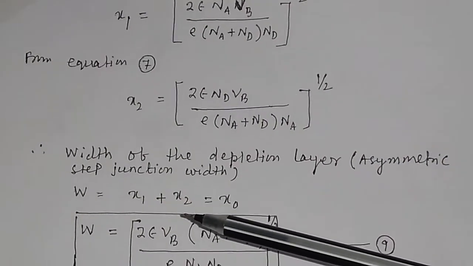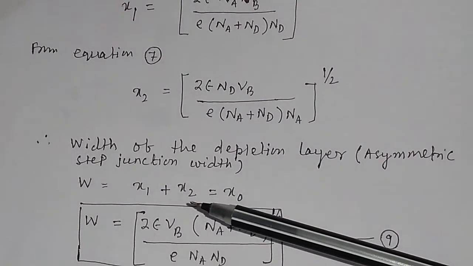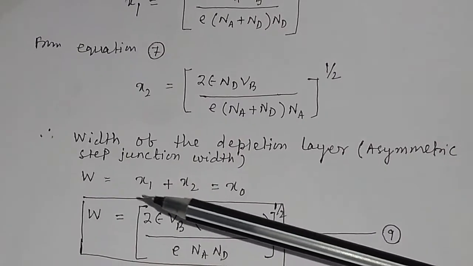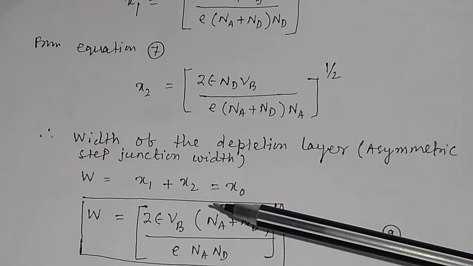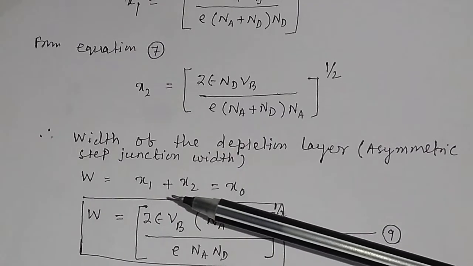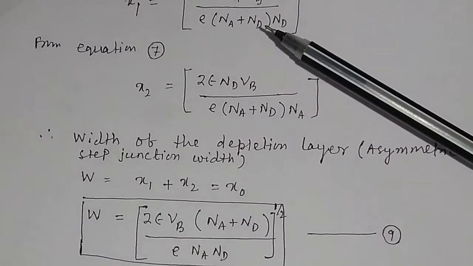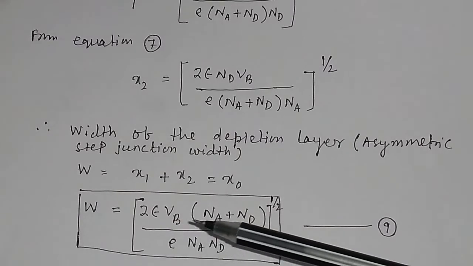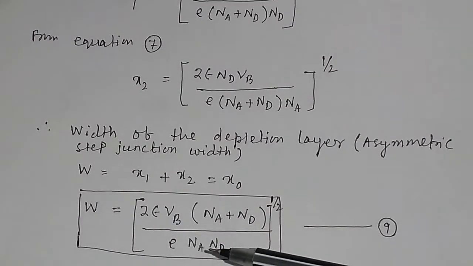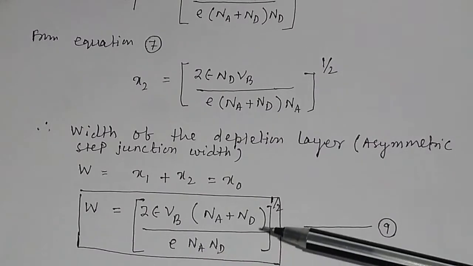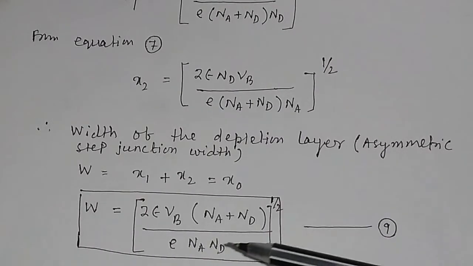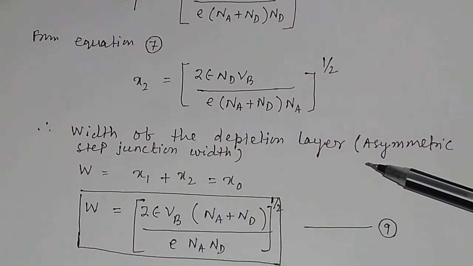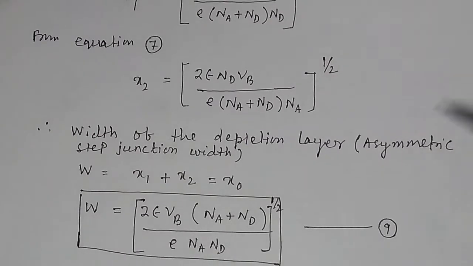So for asymmetric step junction width, the total width x0 will be equal to x1 plus x2. You can write the width as W. So W, also written as x0, is equal to x1 plus x2. So if you add x1 plus x2, then W will be equal to 2 epsilon Vb Na plus Nd divided by E into Na Nd, to the power half. So this is the expression for the width of the depletion layer, and the step junction width is not symmetric, it is asymmetric.